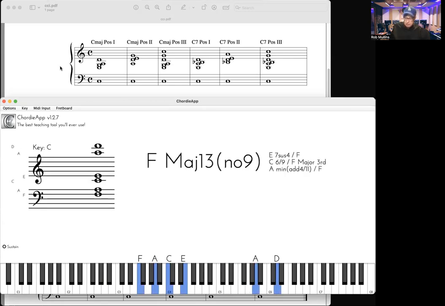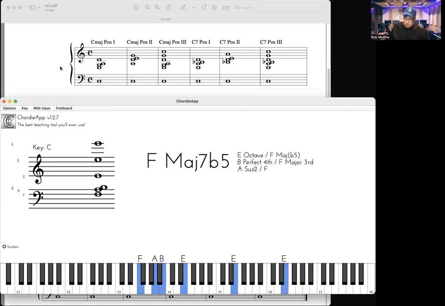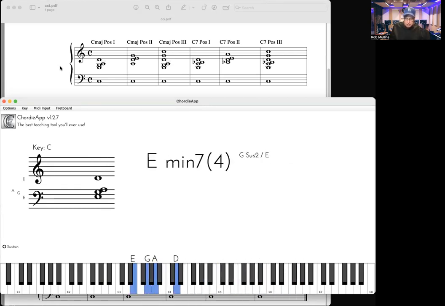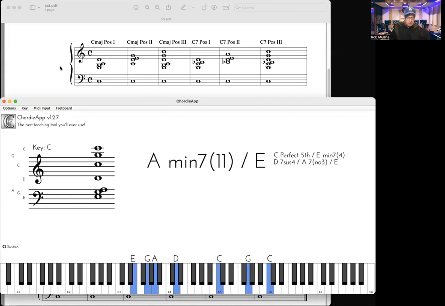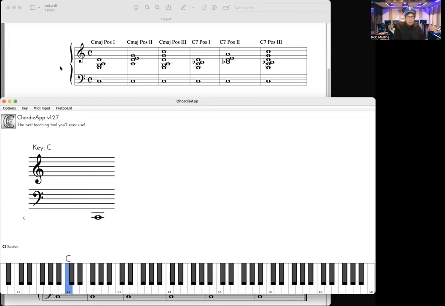D minor, G, and then C 6-9. Even though the chord symbol is saying E until I put something else up top. Maybe that. All right. So bass players are really essential.